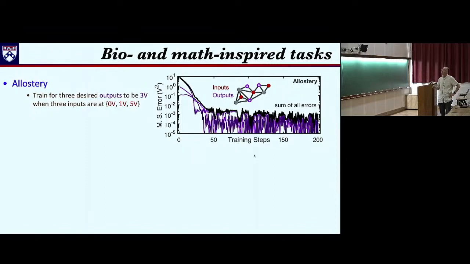And there's four curves here. Three of them are the mean squared errors between the output nodes and 3 volts. And the other is the sum of those, that's the black. And you can see that they all go down to the noise floor of the experiment after on the order of 50 training steps. So that worked.